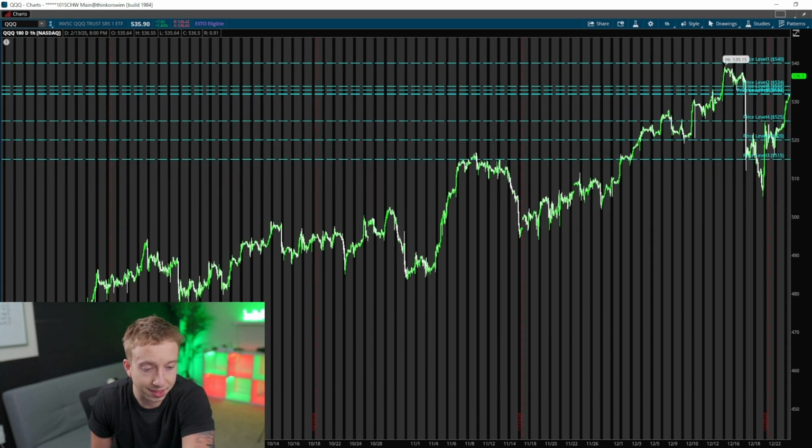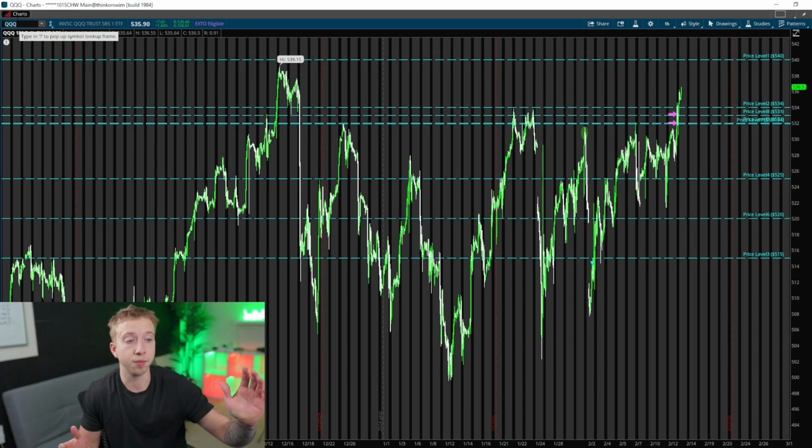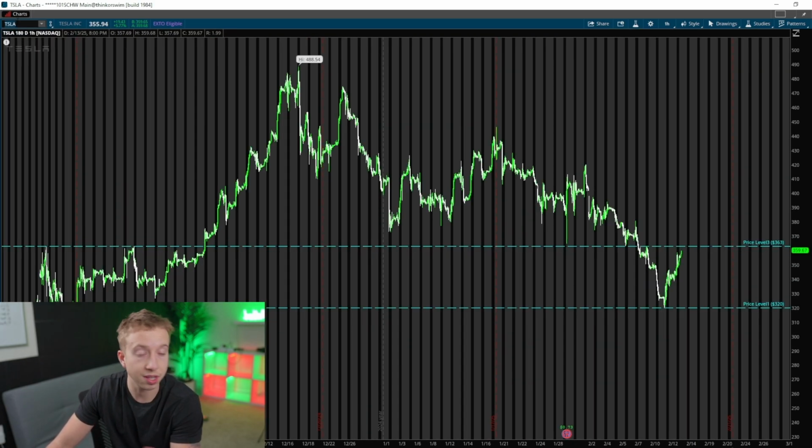We might see maybe a rejection here at first just because we are kind of flying up. We might come up a little bit, come down, and then go above that 540. But we're probably not going to take anything on Qs tomorrow. We're going to take SPY, right? Hopefully. And potentially Tesla as well.